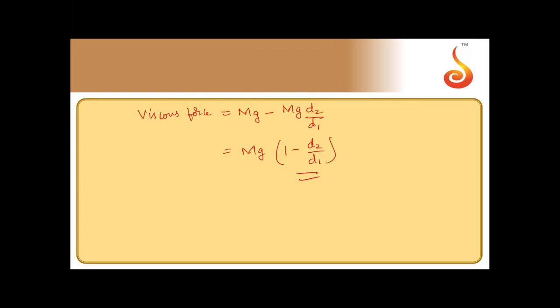So when the velocity becomes constant, that means it has attained terminal velocity. So in that case, net force must be 0. In that case, viscous force should be equal to apparent weight. Apparent weight is weight minus weight loss, that is buoyant force. So that gives you option A.